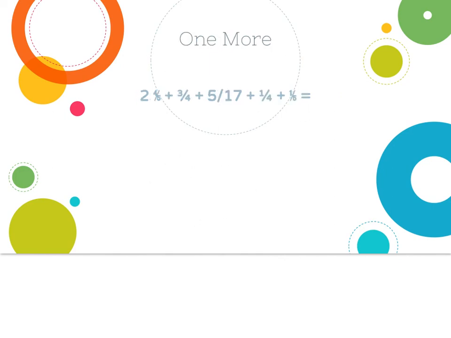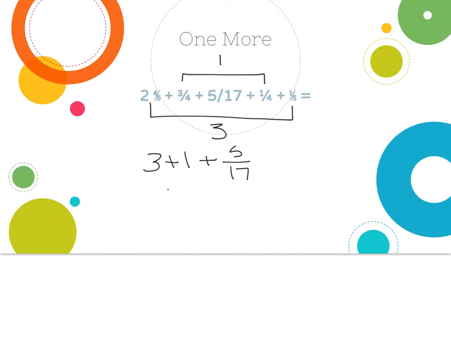One more. This one involves fractions. Again, you're looking for the friendly sums. Here we see 2 and 4/5, and it only takes 1 more fifth to get to the next whole. So 2 and 4/5 plus 1/5 would be 3. 3/4 plus 1/4 is 4/4 or 1. Now we have 3 plus 1 plus 5/17. If we add the whole numbers, we end up with 4 plus 5/17, and as we learned in the last lesson, adding a whole number to a fraction, you just put them together to get the mixed number.